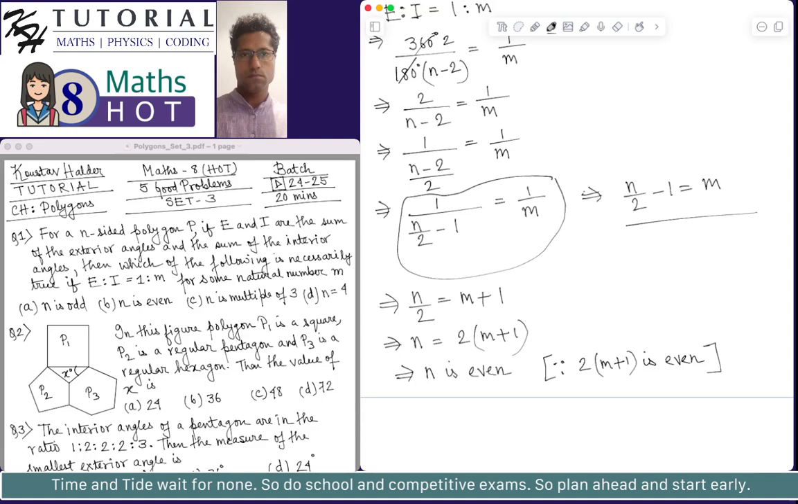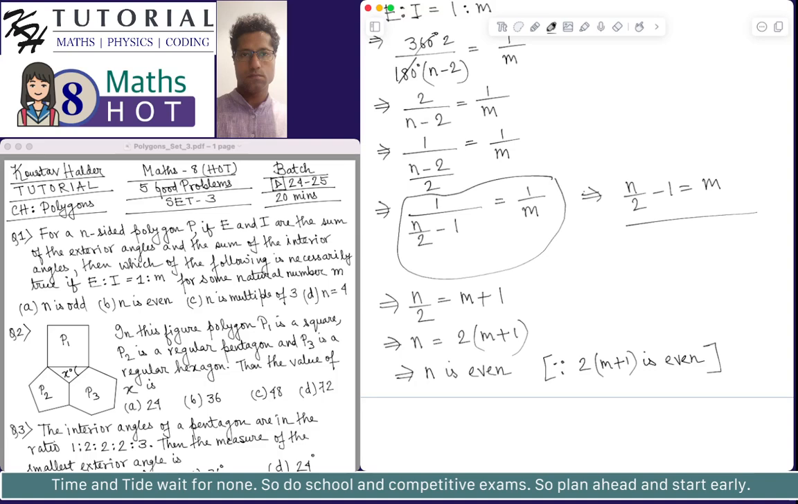Okay, so now what are the choices? Choice A, n is odd, it cannot be, A is false. B is even, that is right. Now C says n is a multiple of 3. No, n need not be a multiple of 3. 9 is a multiple of 3, but 9 is not even. n has to be even, that is a must. So C is not correct. And D, n equals 4. Now 4 is even, but not necessarily n has to be 4.